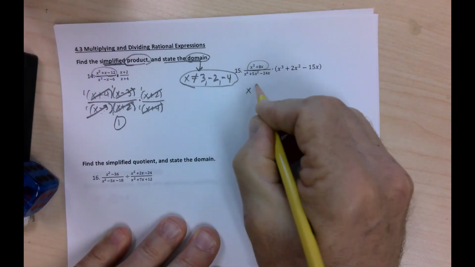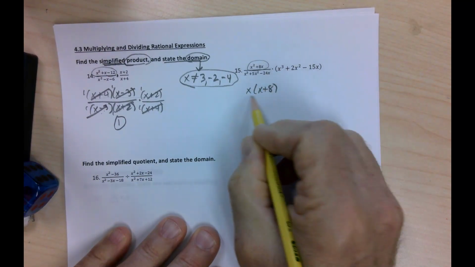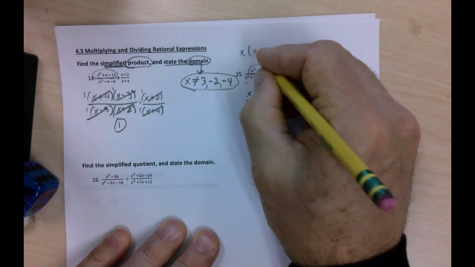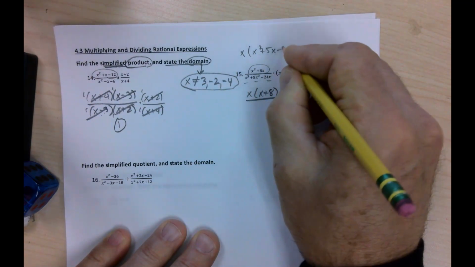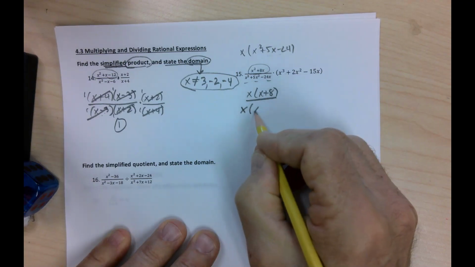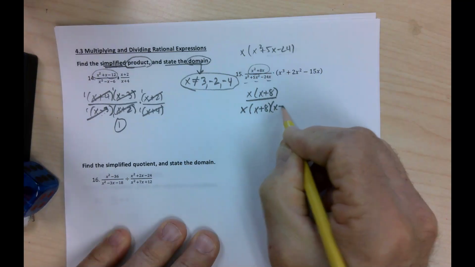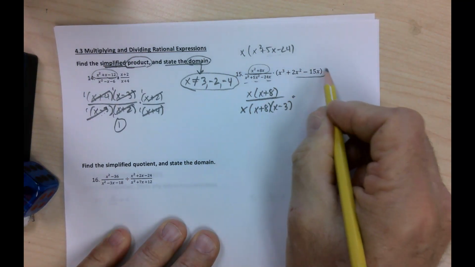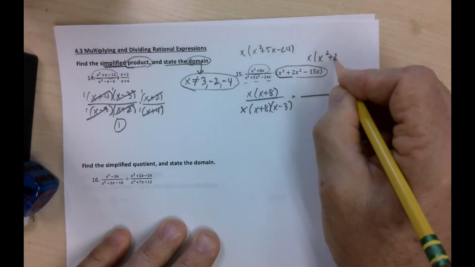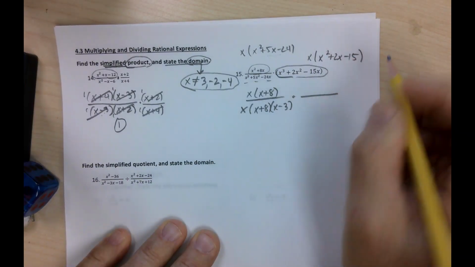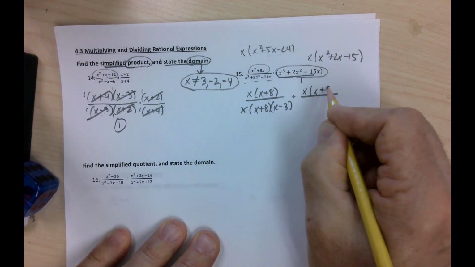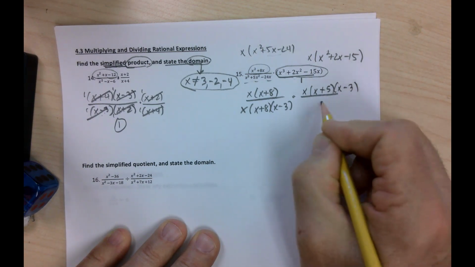So take an x out, because that's all you can do, x plus 8. This guy, I'm going to do my work here. I'm going to take an x out of each one of these because I can. X squared plus 5x minus 24. Now that's going to turn into this: x plus 8, x minus 3, times, now we've got some work to do here. So I'm going to take an x out of that. I'd be left with x squared plus 2x minus 15. And that's in the top. So that'd be x times x plus 5, x minus 3, all over 1.